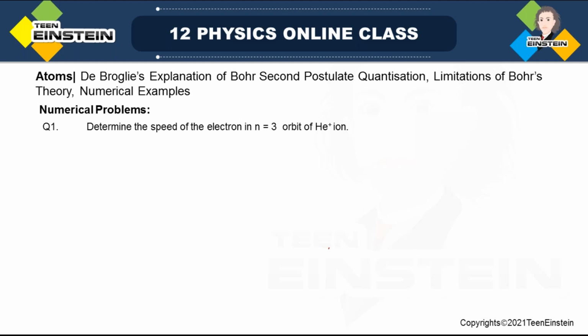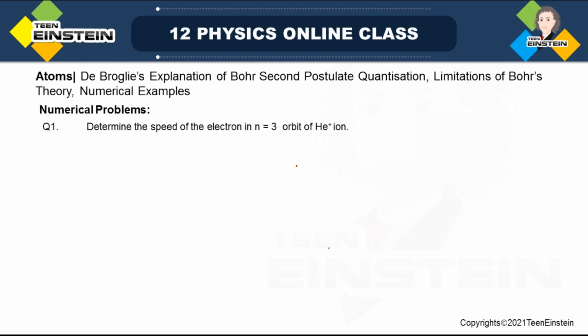Okay, depending on the concept whatever we have learned here, we'll try to solve these problems. So there is a first problem. Determine the speed of electron in the third Bohr orbit.